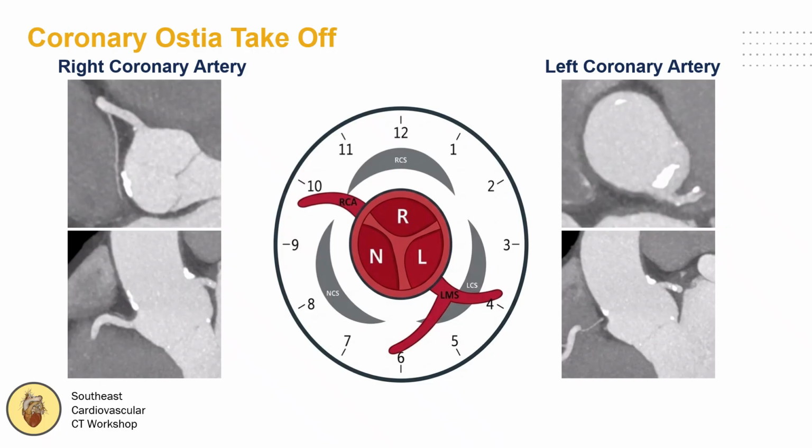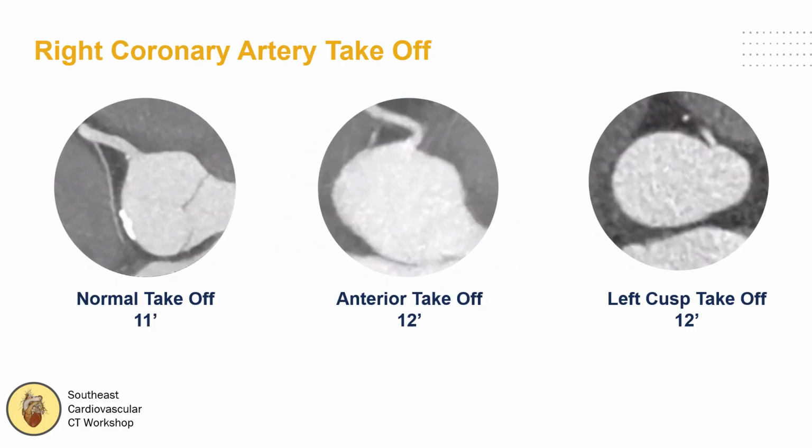Typically the RCA originates around the 11 o'clock position and the left main is around the 4 o'clock position. CT allows us to define these orientations precisely and anticipate engagement challenges before angiography. And the right coronary artery is particularly variable. Here you can see examples of a normal takeoff at 11 o'clock, an anterior takeoff at 12 o'clock, and a left cusp origin. These variations can dramatically affect guide support and catheter choice during PCI.